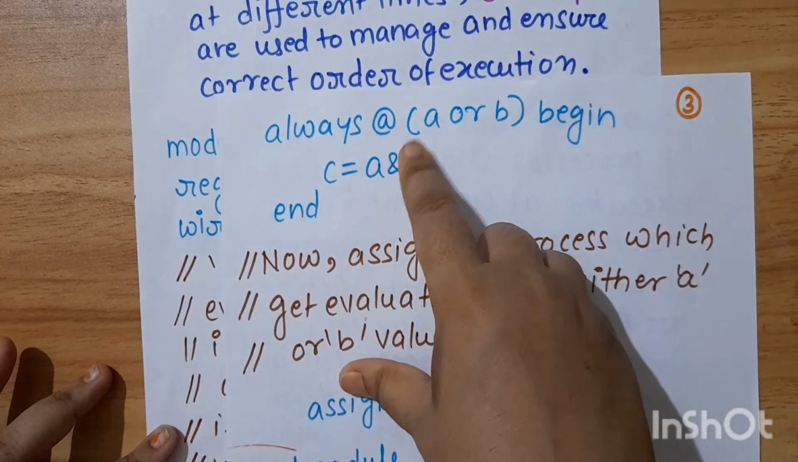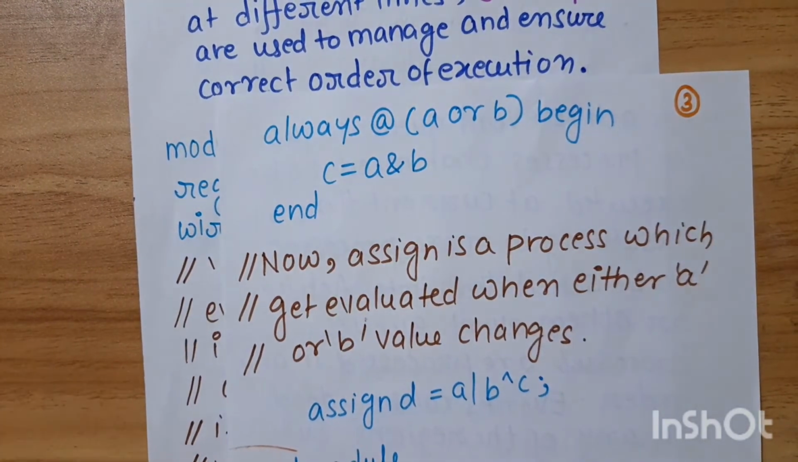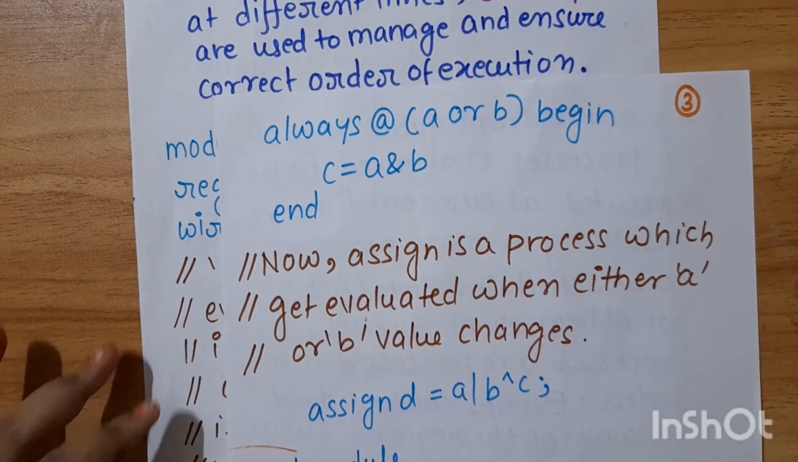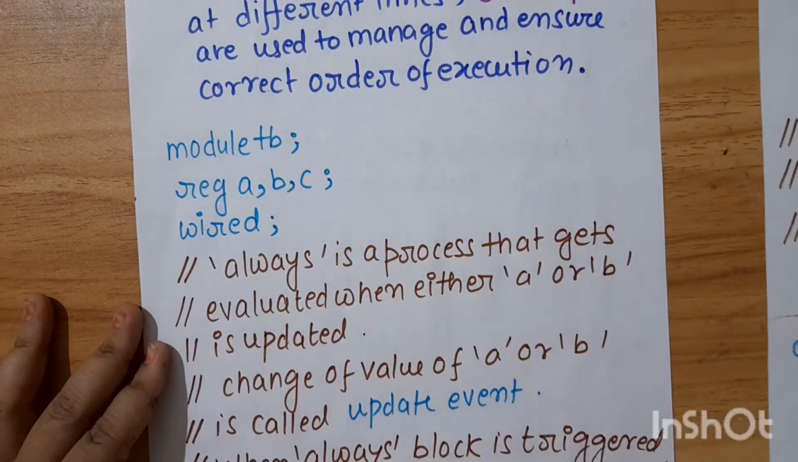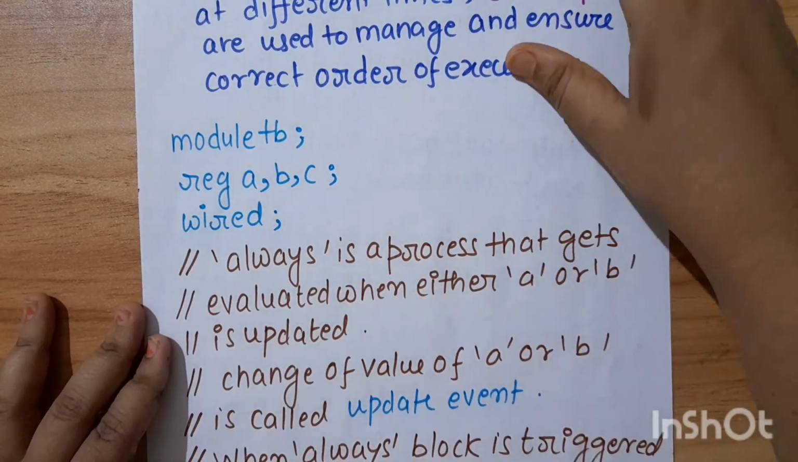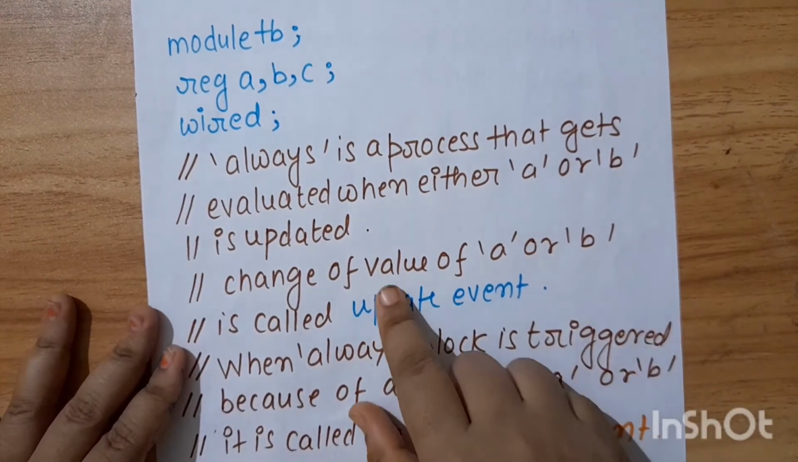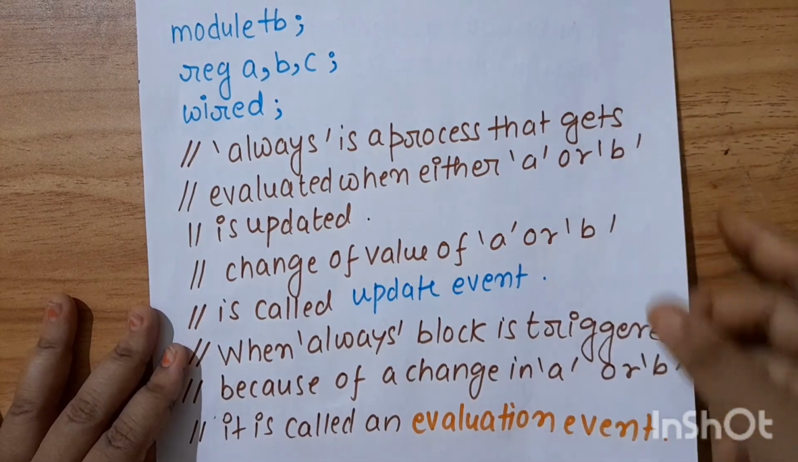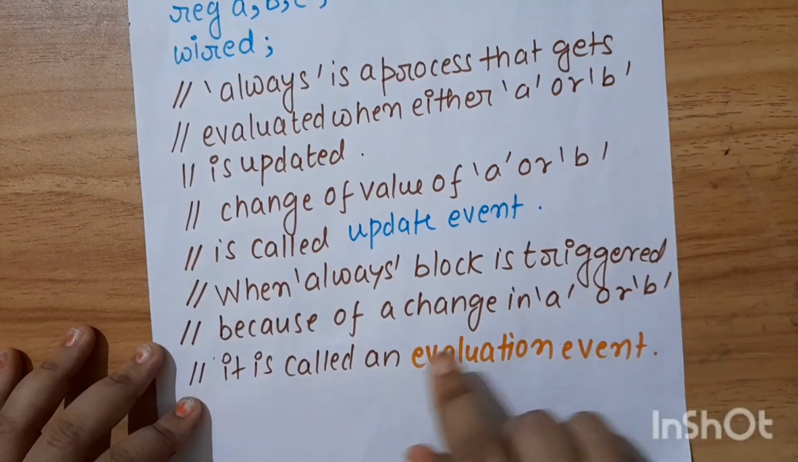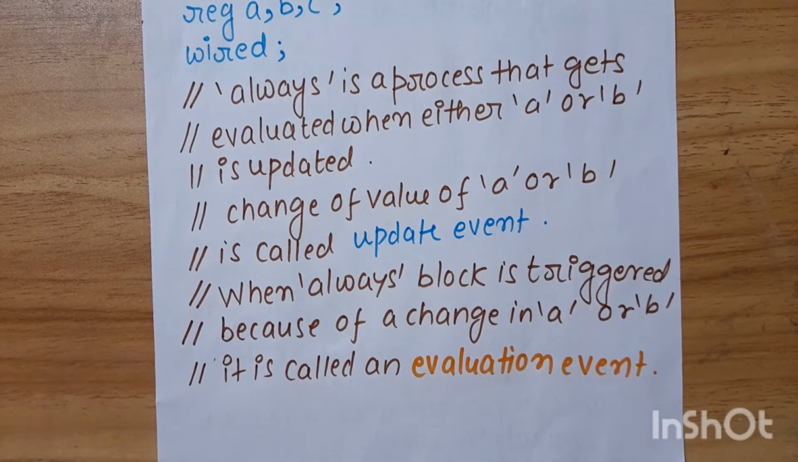Always @(A or B) begin end, and inside that C is equal to A and B. So whenever A changes or B changes, C is equal to A and B is triggered. So always is a process that gets evaluated when A or B is updated. Change of the value of A or B is called the update event. When the always block is triggered because of a change in A or B, it is called the evaluation event.